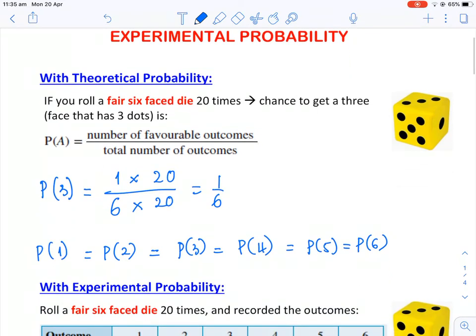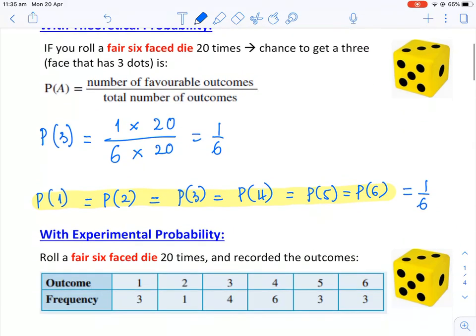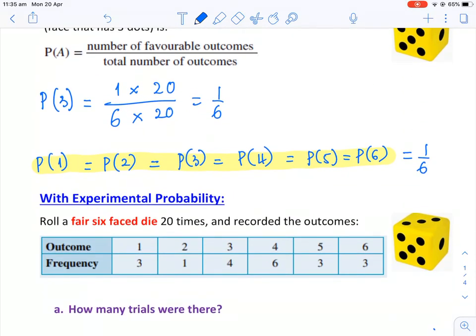You do the same thing and you will get the probability of getting a 1, a 2, a 3, a 4, a 5 and a 6, which is 1 out of 6 for all of them. However, in real life, when you roll a die 20 times, it's going to be different. And that's what we call experimental probability.